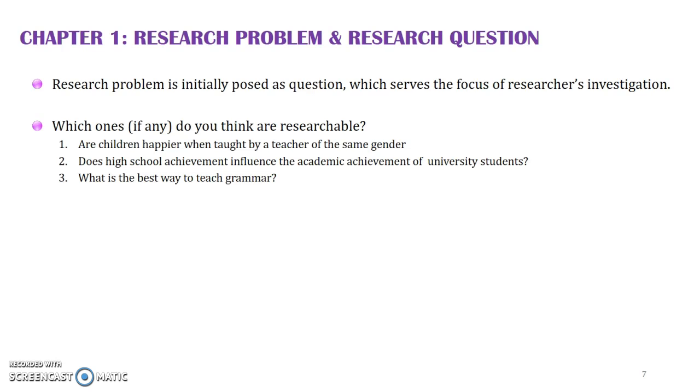Which ones of these, if any, do you think are researchable? Are children happy when taught by a teacher of the same gender? Does high school achievement influence the academic achievement of university students? What is the best way to teach grammar? Among these three, which one can be done, can be framed into research? So think about it.